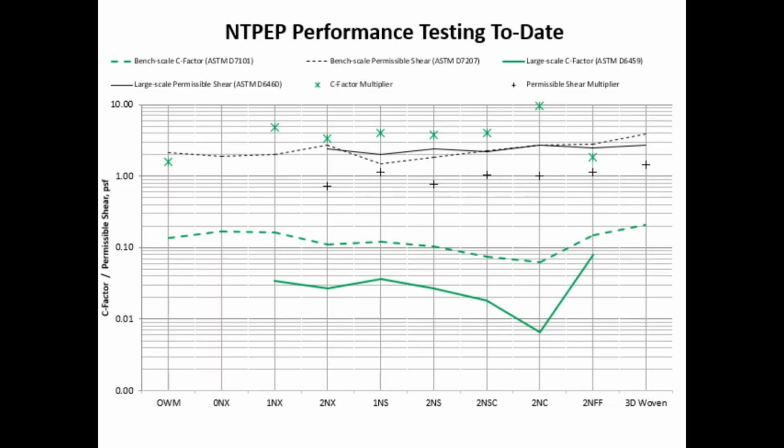Still, it should be noted that large-scale testing is done with a loam soil, and there are many fewer tests for each type, while bench-scale testing is done with a silty sand soil, and the products are retested every 3 years. Also, samples taken for large-scale testing were taken from different rolls produced at different times than samples taken for bench-scale testing.